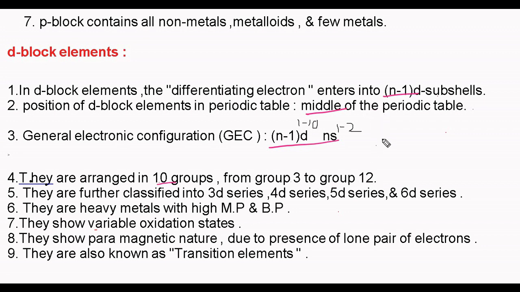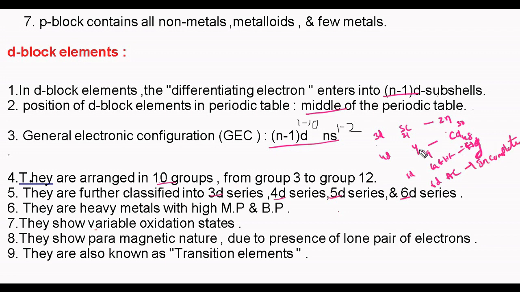These d block elements are further classified into 4 series: the 3d series, 4d series, 5d series and 6d series. The 3d series begins with scandium and ends with zinc, a total of 10 elements, 21 to 30. The 4d series begins with yttrium and ends with cadmium, 39 to 48. The 5d series has lanthanum and hafnium to mercury. And the 6d series begins with actinium. This is the incomplete series.